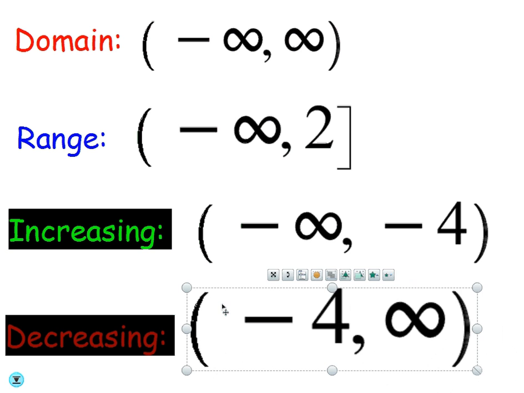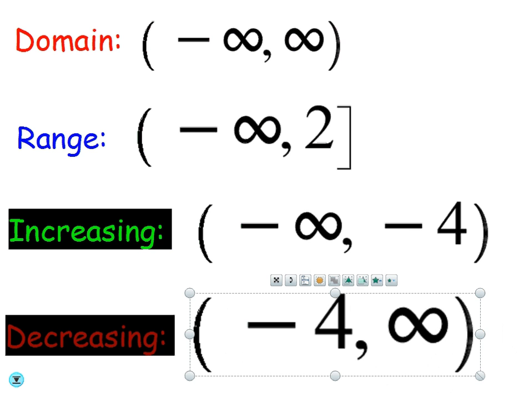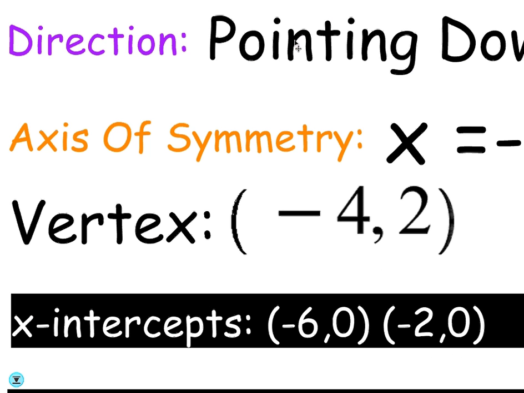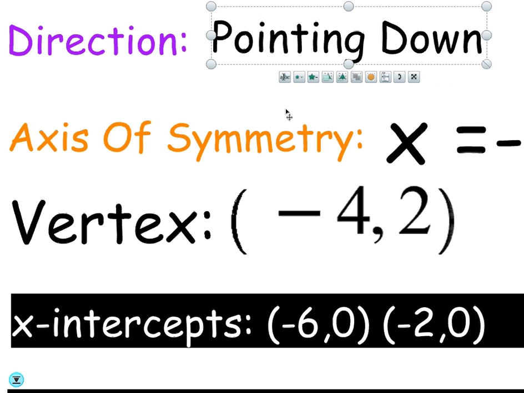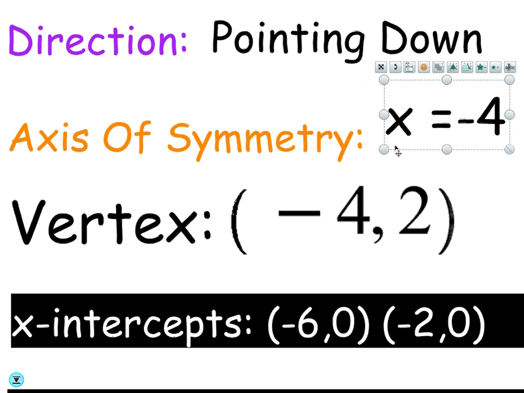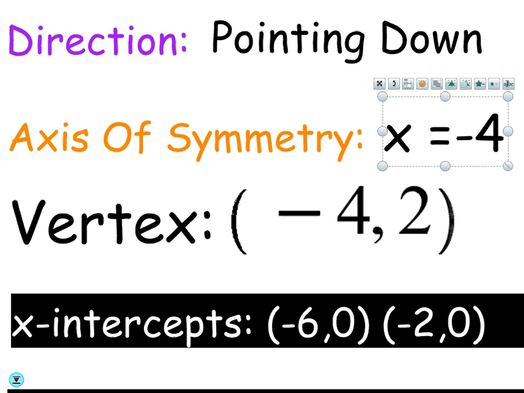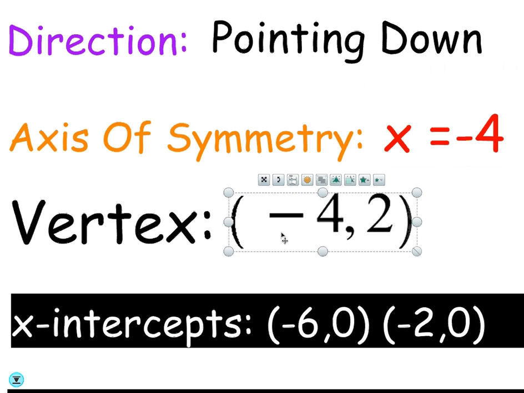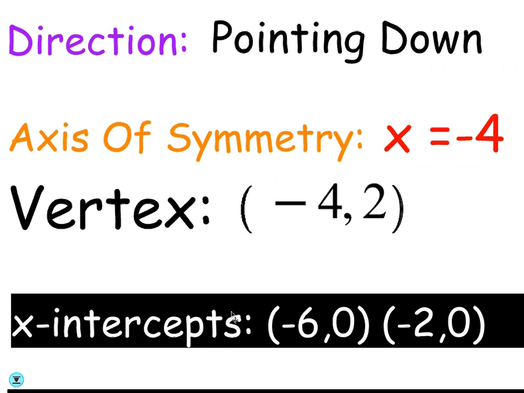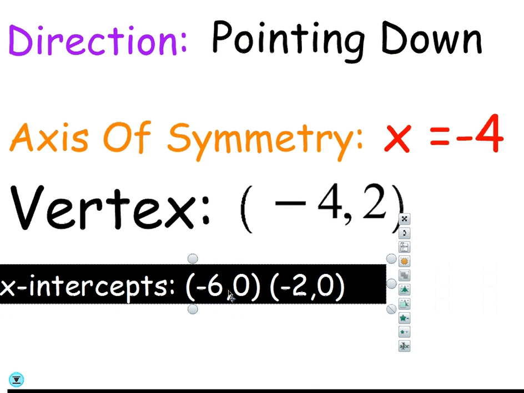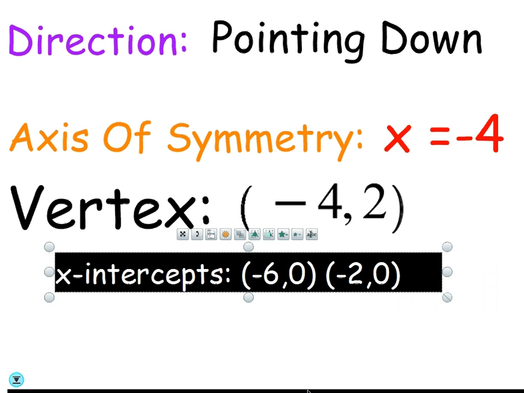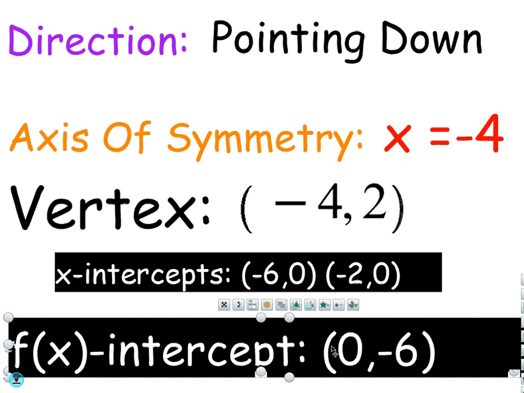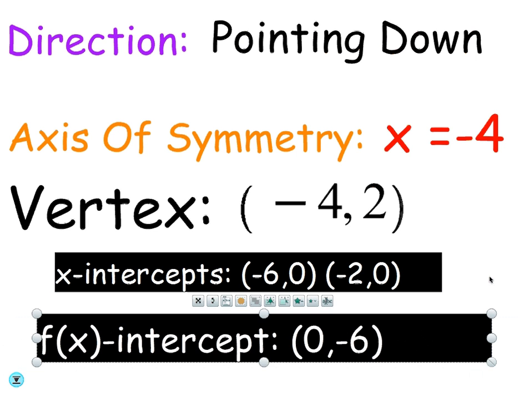Okay, so next we have direction pointing down this time. Axis of symmetry mentioned was x equals -4. Vertex we said was (-4, 2). X-intercepts, (-6, 0) and (2, 0). And y-intercepts, or f of x-intercept, same thing, (0, -6).